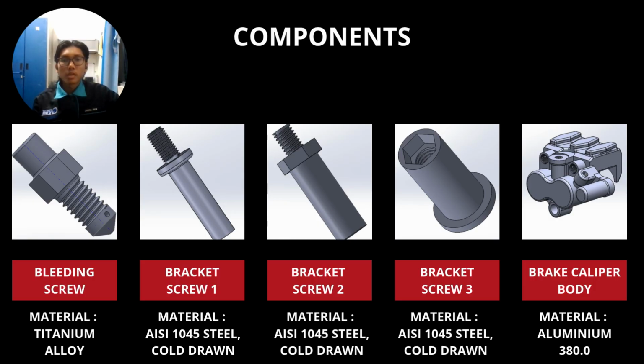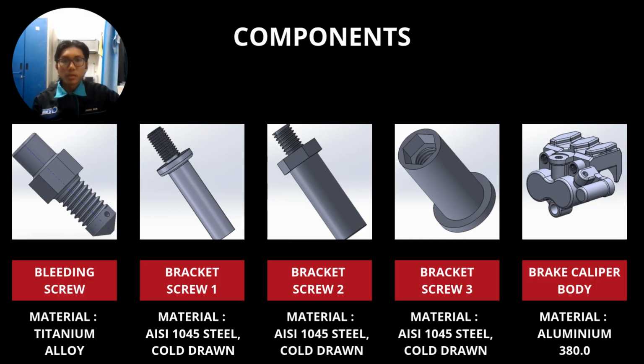And now I'm going to explain all of the components that are included in this project. There are actually quite a lot of components in this project. So the first component is the bleeding screw. It uses titanium alloy as the material, and the bleeding screw is used to bleed the system or flush the system. When you loosen the screw bit, you can bleed the system by making sure there are no air bubbles in the system, and you can flush the system by loosening the screw also.